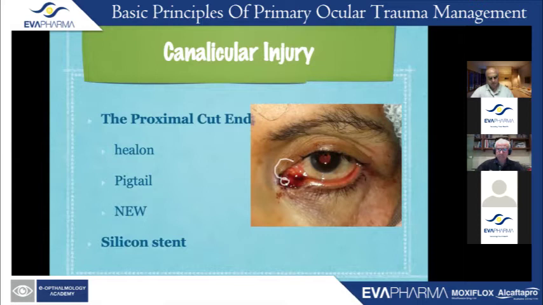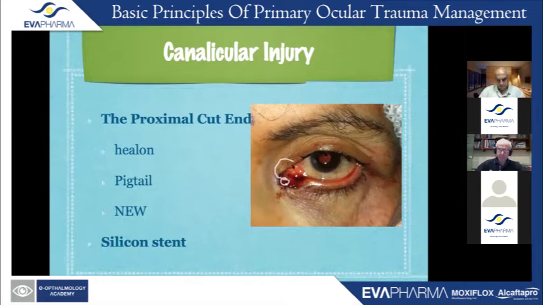But if you cannot find it, how can you use things? What are the tools you can use to identify the proximal end of the canaliculus? First of all, you can inject healon from the upper punctum into the upper canaliculus. This healon is better to be stained with fluorescein, and you inject it slowly. Don't inject too much, because if you inject vigorously, the healon will go into the nasolacrimal duct, and you will not see it coming out of here.